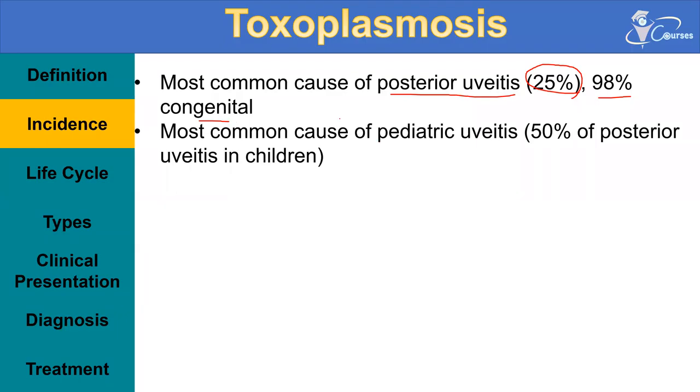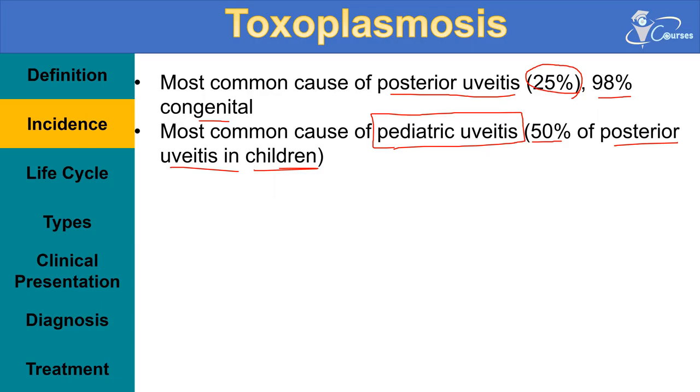And toxoplasmosis is the most common cause of pediatric uveitis, accounting for 50% of posterior uveitis in children. These numbers are very important. The commonest cause of posterior uveitis by far is toxoplasmosis. The commonest cause of pediatric uveitis is toxoplasmosis. The commonest cause of posterior uveitis in children is toxoplasmosis. Okay.